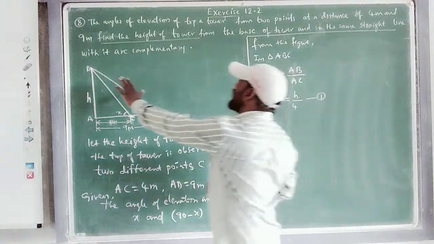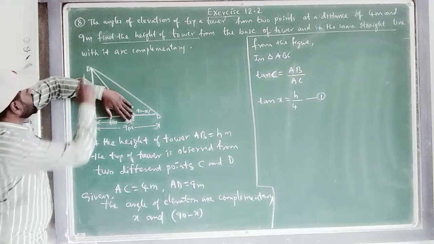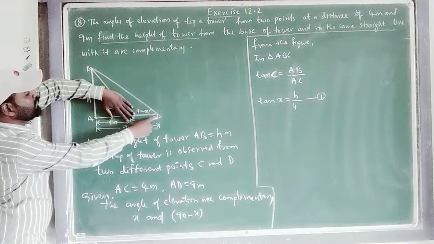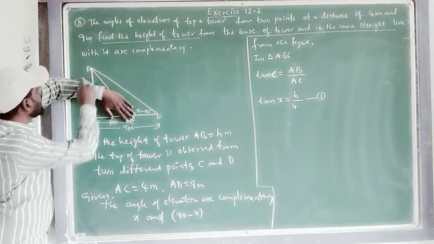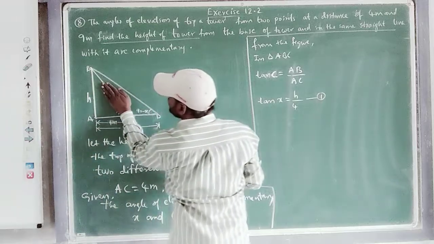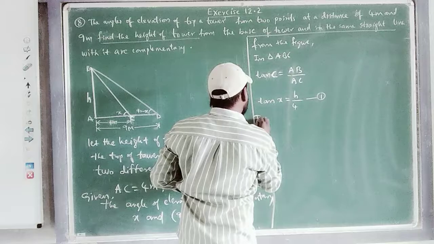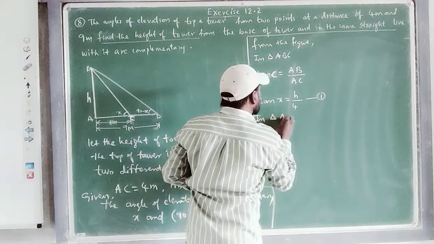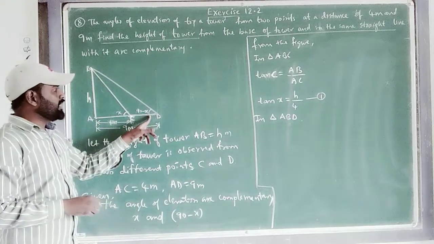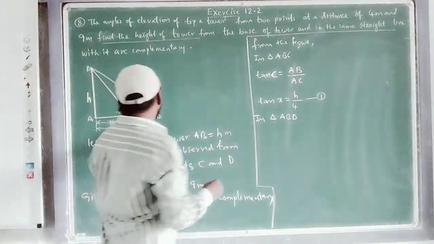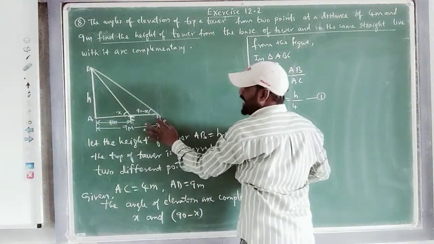Next, in the second triangle, if you imagine there is no point C, the full triangle is ABD. From D, if you observe, the angle of elevation is 90 minus x. So in triangle ABD, just take ABD, the angle at D is 90 minus x. Here also the opposite side is AB and the adjacent side is AD.